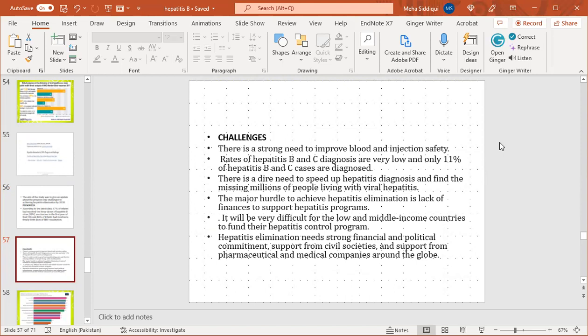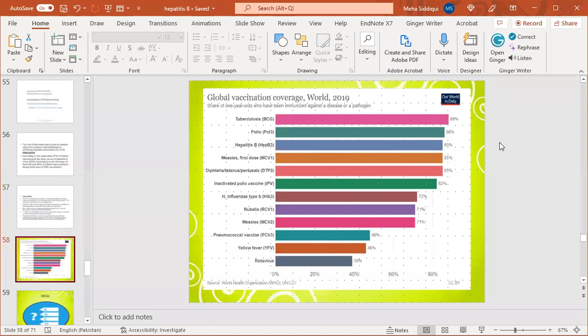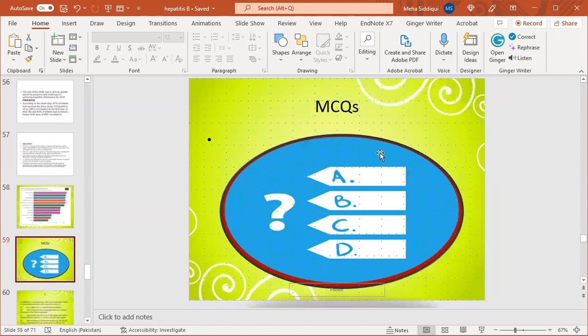And hepatitis elimination needs strong financial and political commitment, support from civil societies, and support from pharmaceutical and medical companies around the globe. This is the graph to show global vaccination coverage over 2019. And we have seen that it is 85% for hepatitis B vaccine.